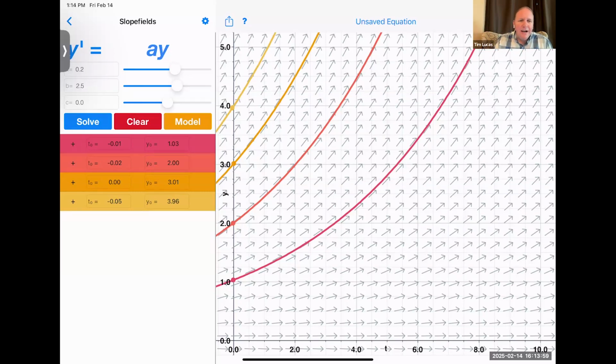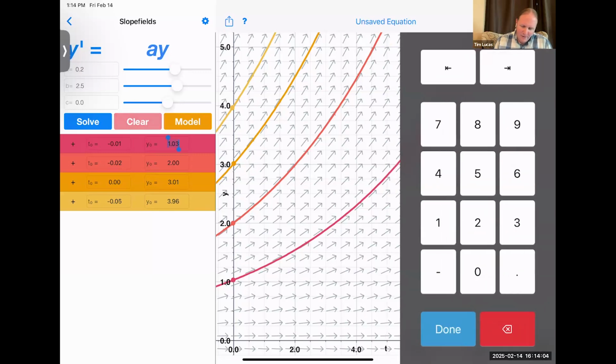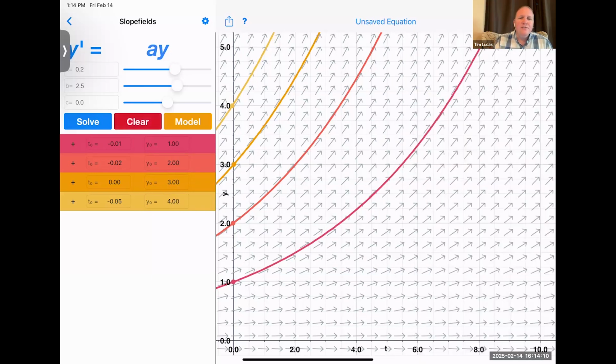You'll notice if you play with this on the phone, the table to the right, where you can adjust the initial conditions, doesn't appear, but you can use the little arrows at the bottom to make that table appear. And so they can make observations about how the solutions relate to the arrows.